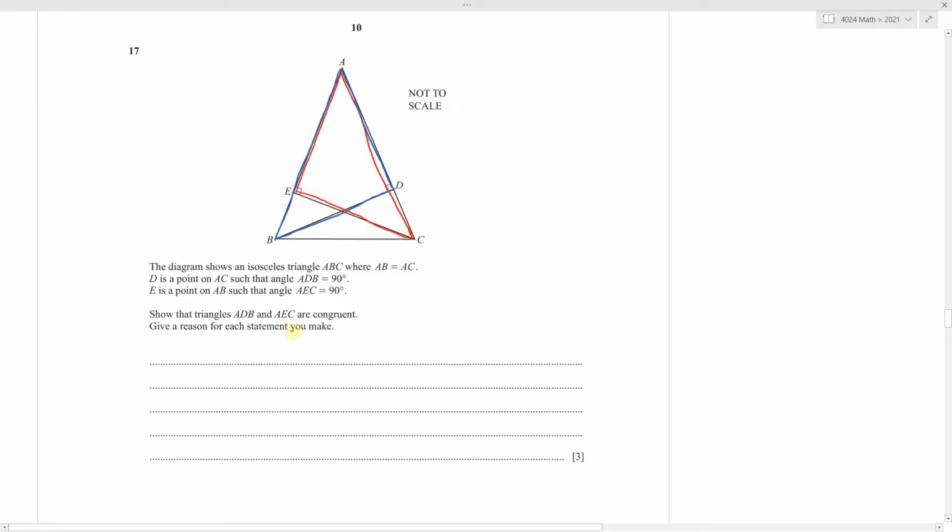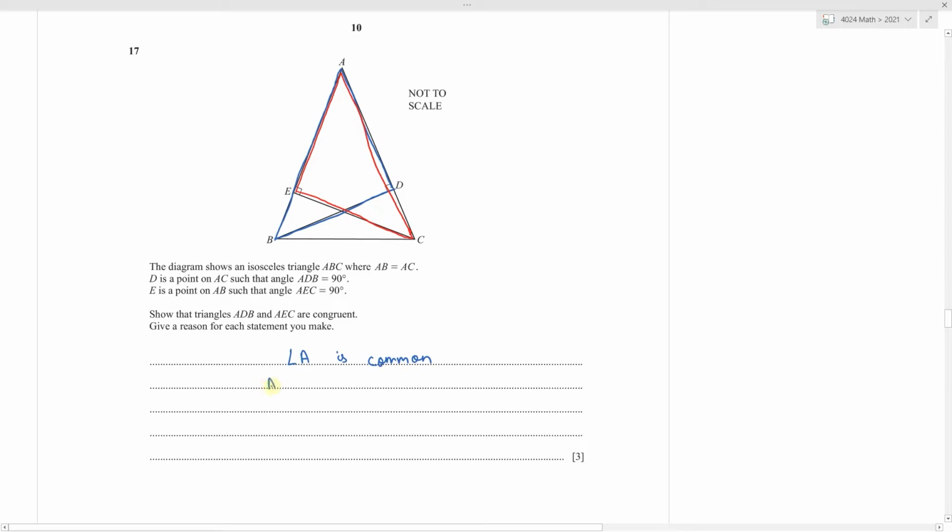So now you have to show that these two triangles are congruent. Let's look at these two triangles. We can first see that this angle A is common. So angle A is common. And then angle AEC and angle ADB are both 90 degrees, which are also given.